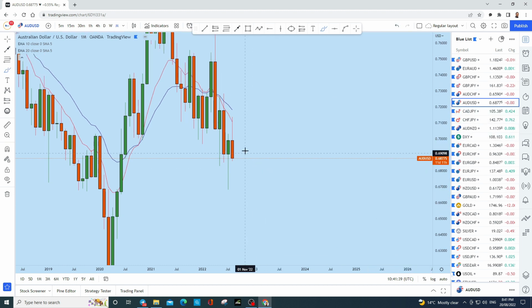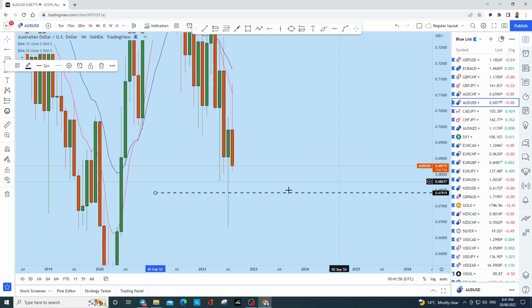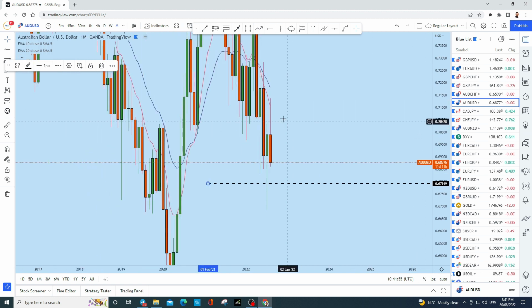What I think is that this price will drop further down, probably creating at least a 50% retracement of this long wick on the monthly. If we draw this level, we can expect Aussie dollar to drop to this level on the monthly, which can give us a really good trading opportunity on the lower time frame.